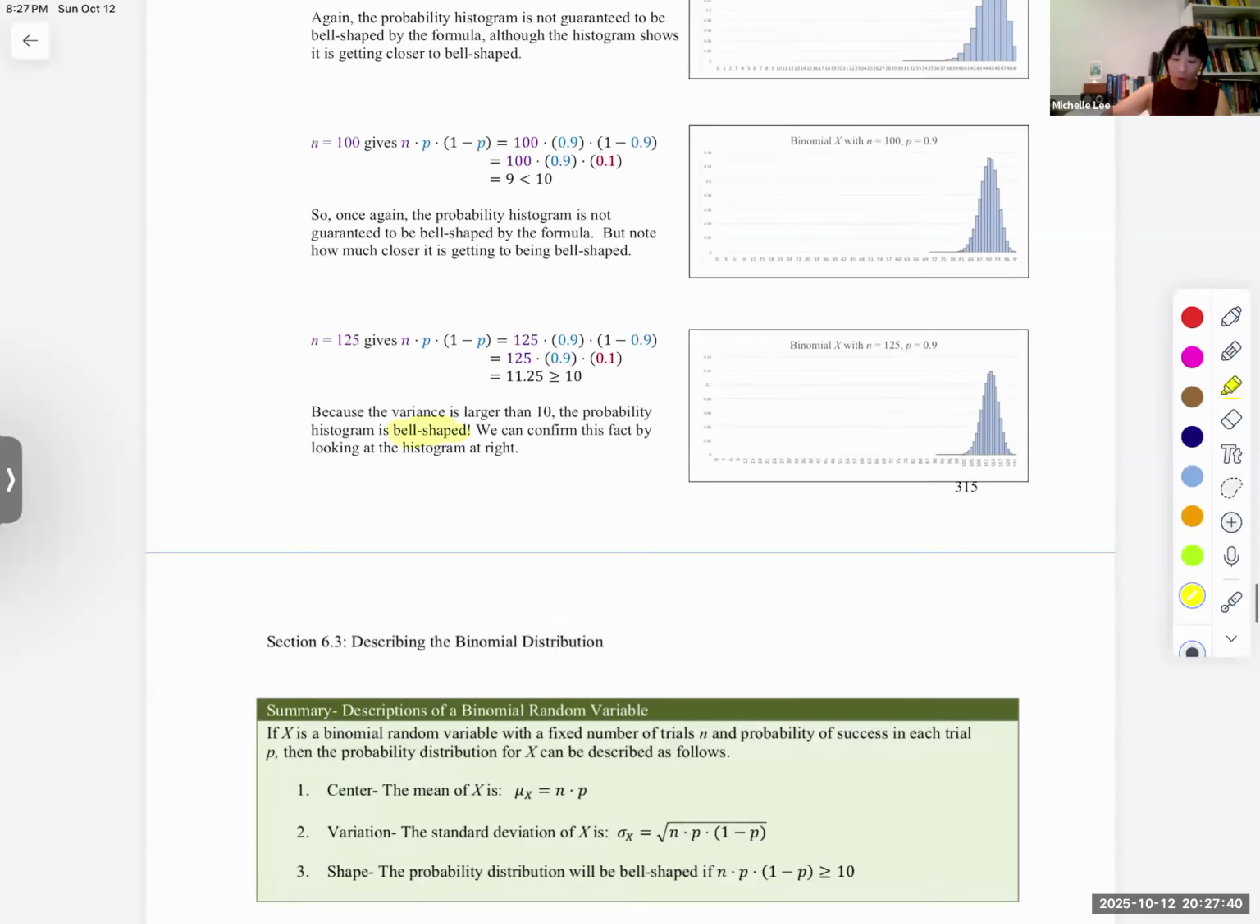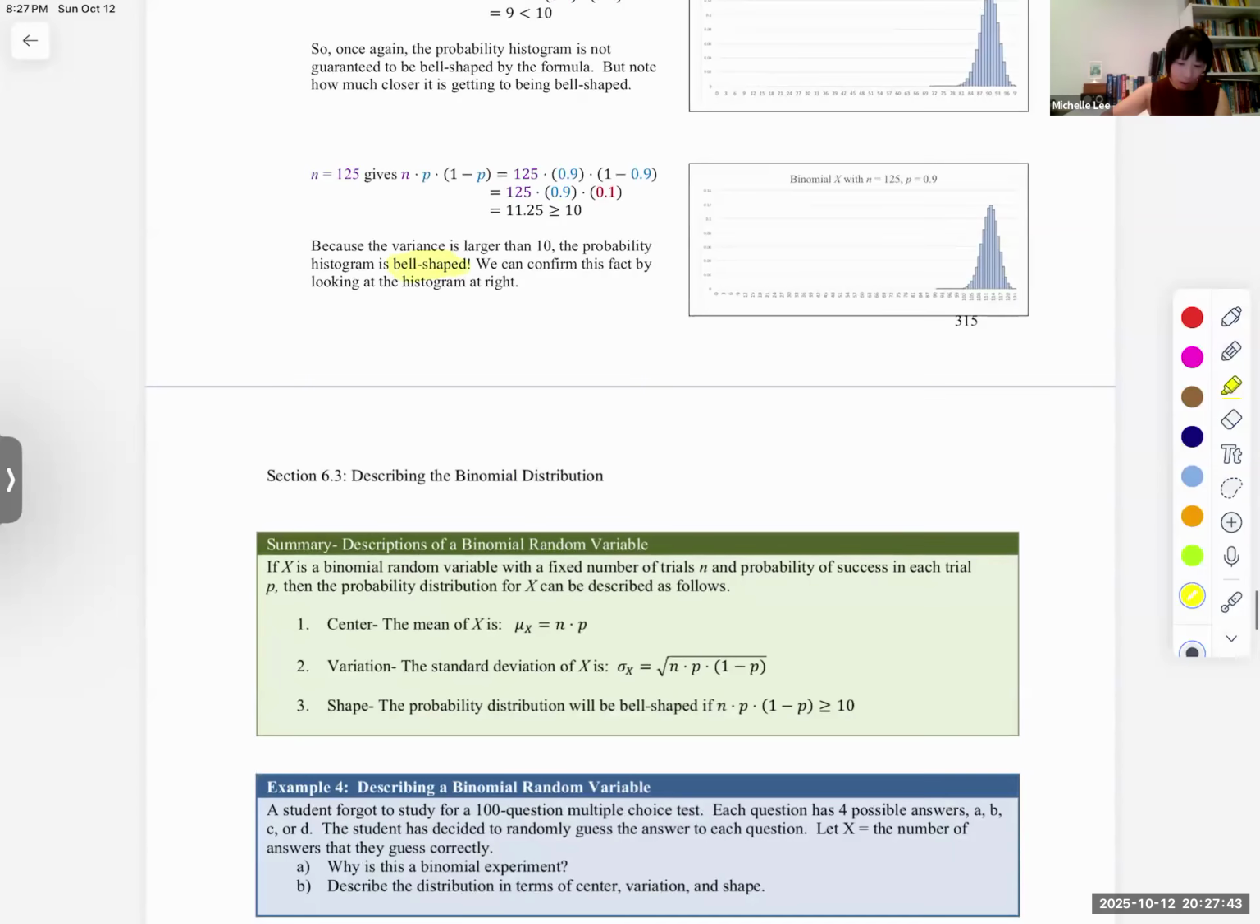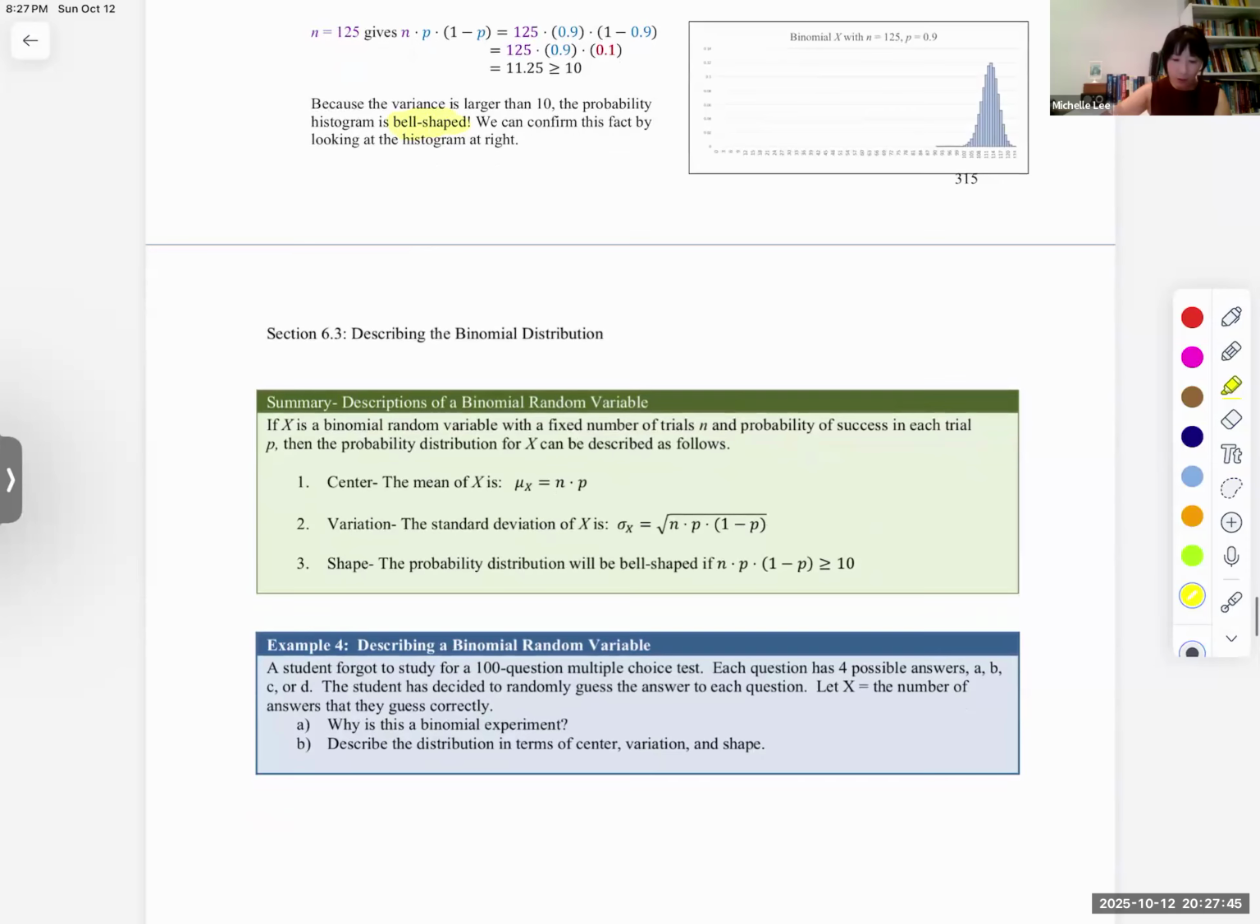All right, so we have a summary. Center, which is the mean, right? In binomial, mu sub x equals n times p. Variation, standard deviation, sigma sub x equals the square root of n times p times 1 minus p, and the shape will be bell shape if n times p times 1 minus p is greater than or equal to 10, right?